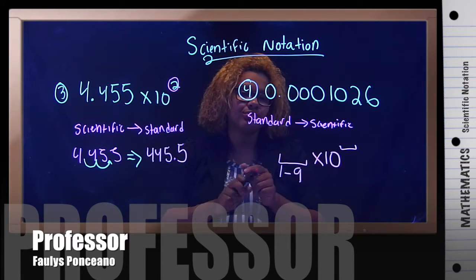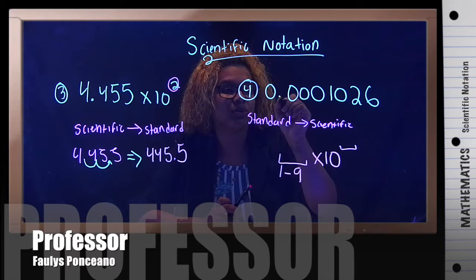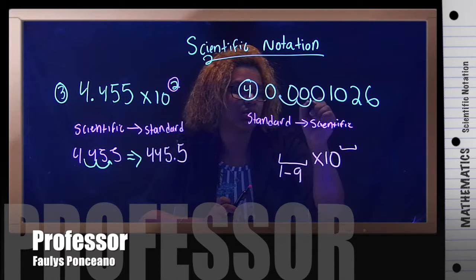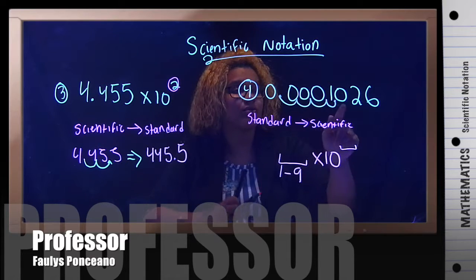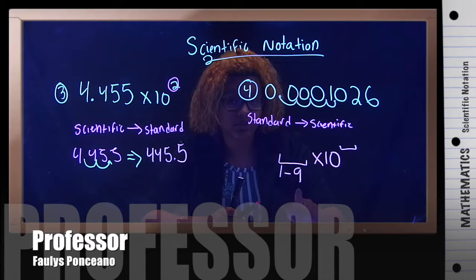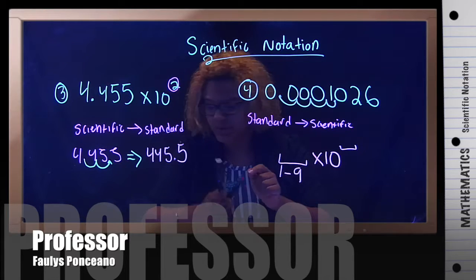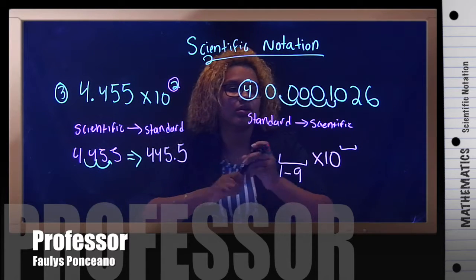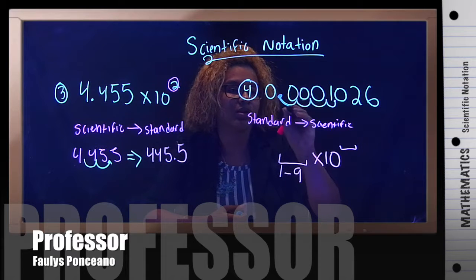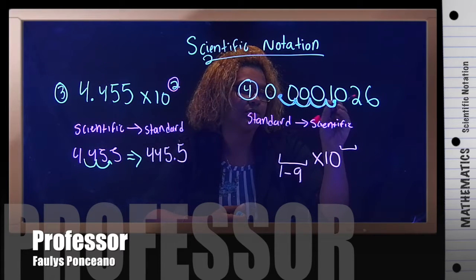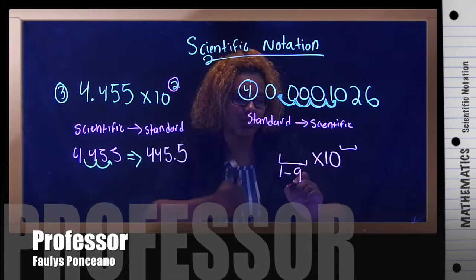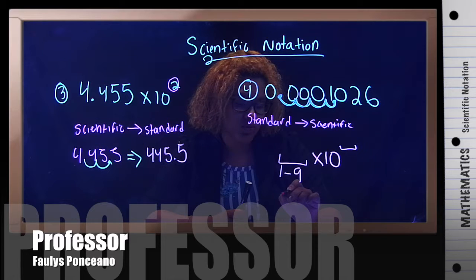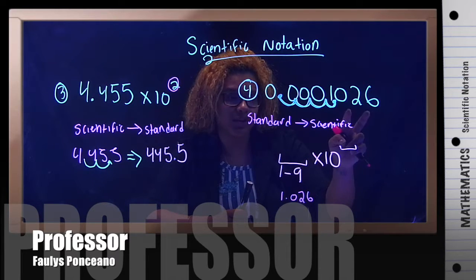So let's count. You're going to go 1, 2, 3, 4, right there. If I go to 5, it'll be 10, which is larger than 1 through 9. Maybe I should put this in different colors so you can see it better. So my decimal was here, and I went 1, 2, 3, 4. Stopped at 1. So my number that's going to go here is going to be 1.026. All this number stays.